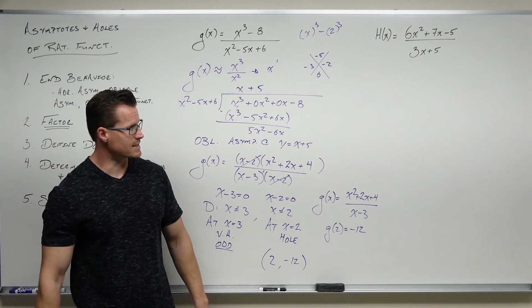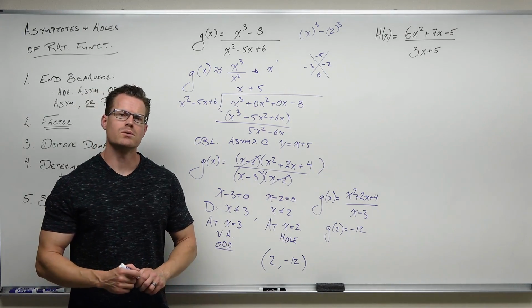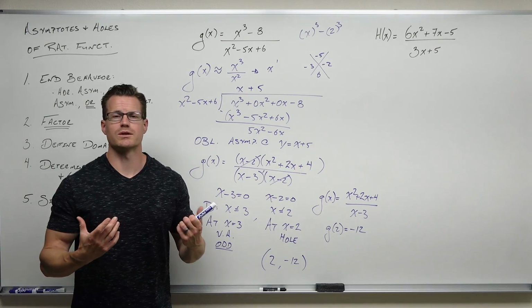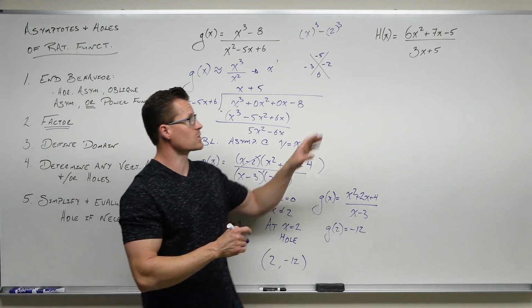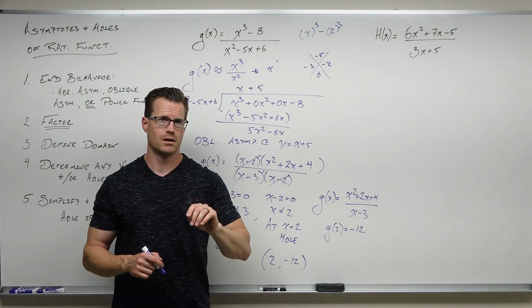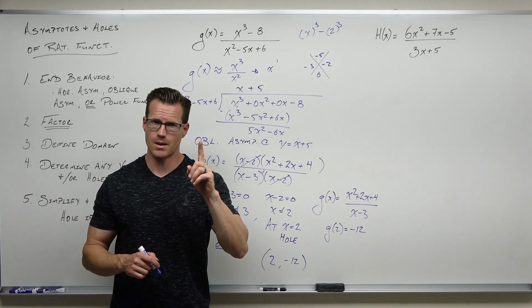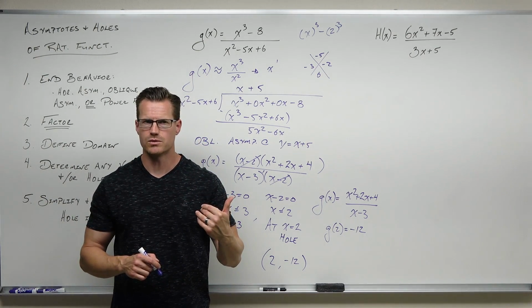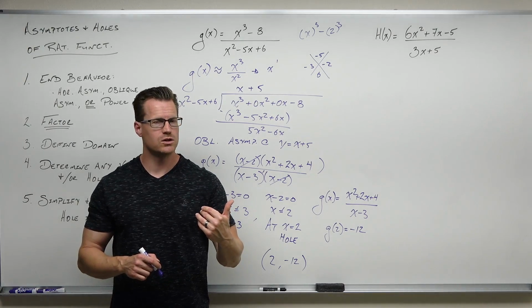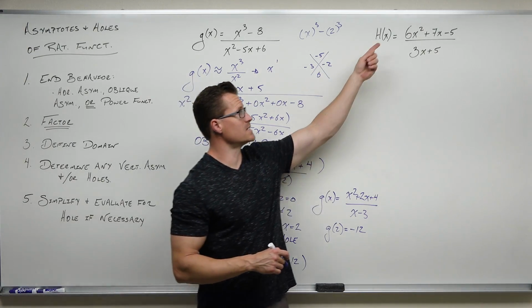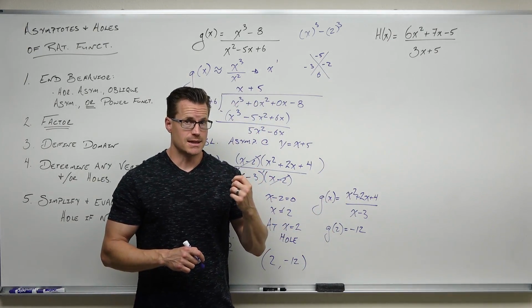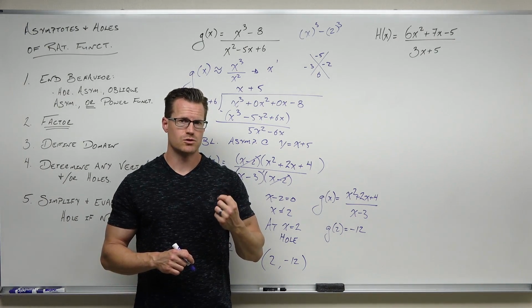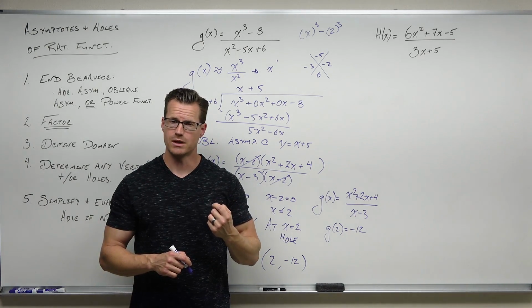H of x equals nasty stuff. Well, we do end behavior first, and we just look at the degree. We go, okay, hey, that's degree 2 over degree 1. The numerator has a degree 1 larger than the denominator. We will have an oblique asymptote. Can we do long division of polynomials? Of course we can. Could you factor this maybe because it's easy to factor? Yes, but you'd have to define your domain first.